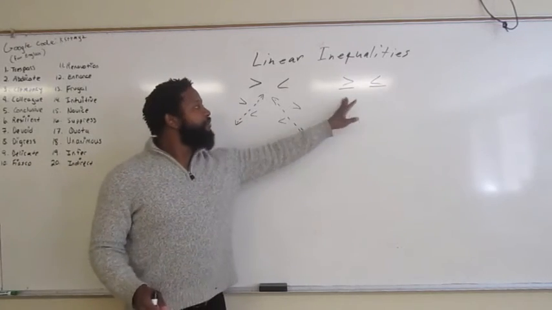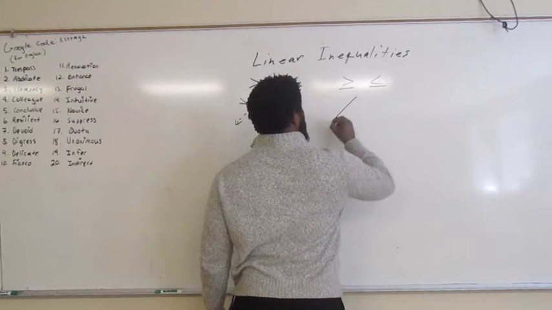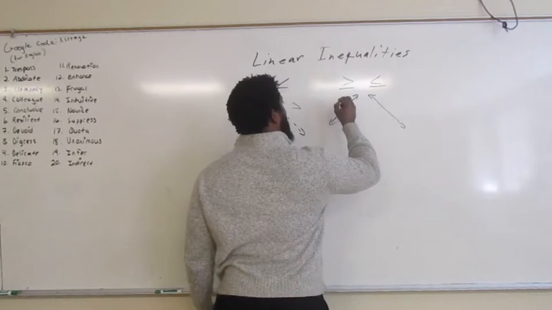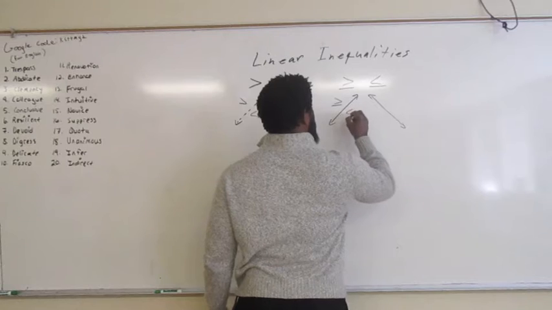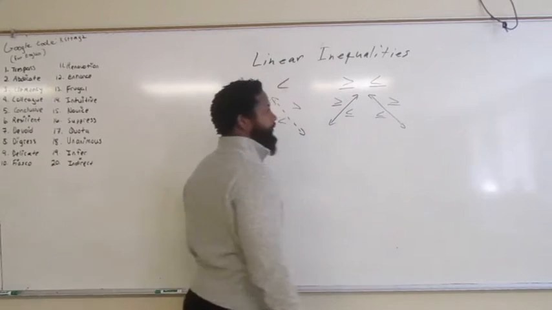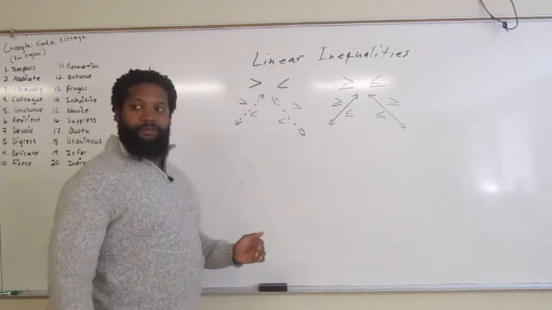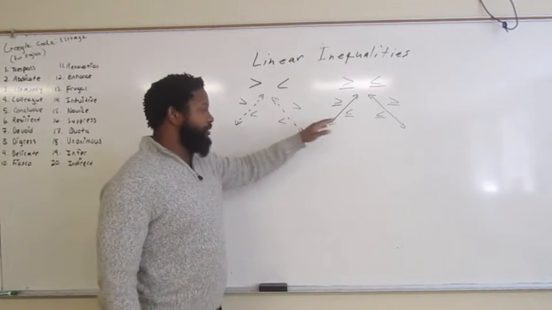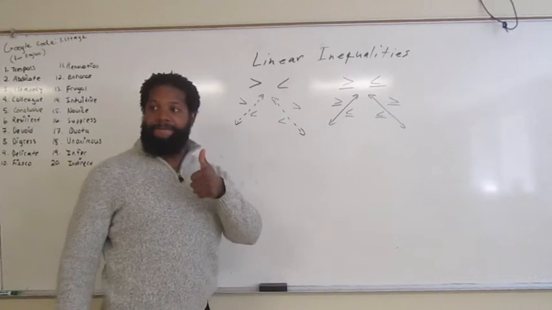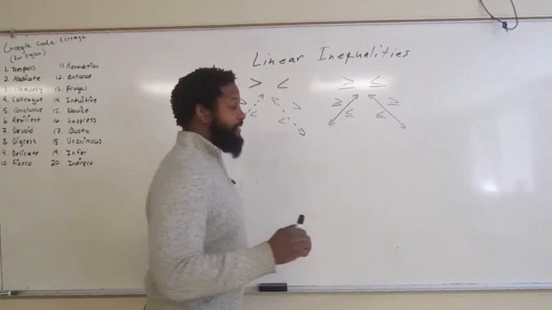Same exact thing with your greater than or equal to or less than or equal to. You have a solid line and a solid line. Greater than or equal to, less than or equal to. Your greater thans are above the line. Your less thans, or less than or equal to's, they are below the line, okay? Understood? Okay?